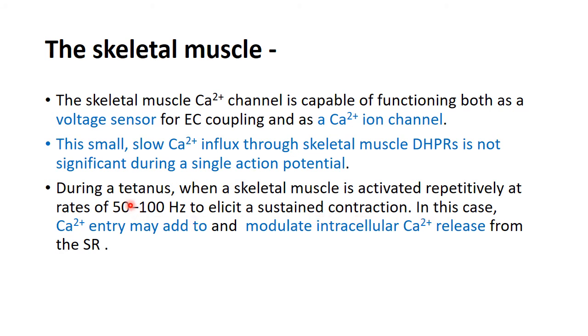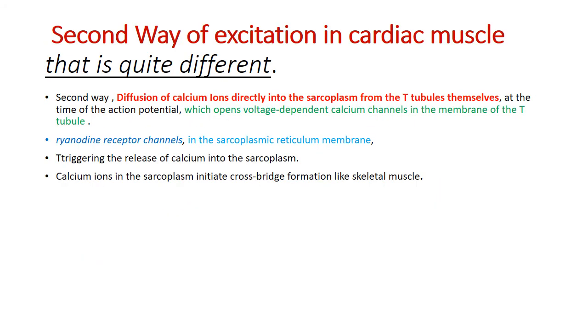And in that case, during the tetanic condition, calcium ion entry is added more and more. So the concentration of calcium is now more. It will modulate intracellular calcium release from the sarcoplasmic reticulum. So that is the one way, that is the T-tubule. The T-tubule is not very much effective in skeletal muscle.